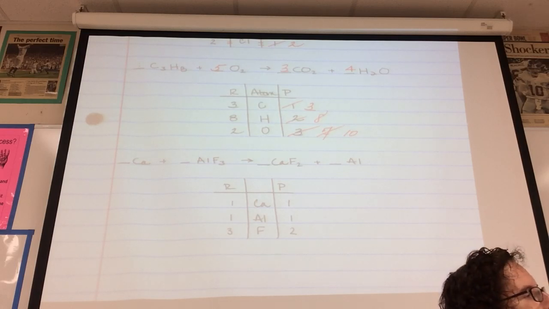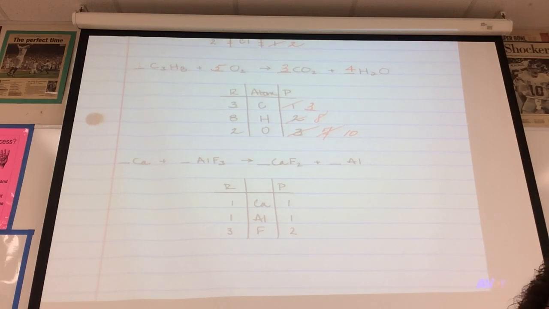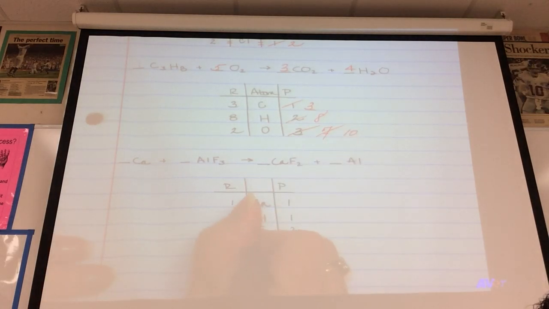So one thing that I would like to show you is when you have a 3-2 situation or a 3-4 situation, typically this will become the coefficient for the fluorine on the other side and vice versa. Because that right away is going to make 6 fluorine on each side.